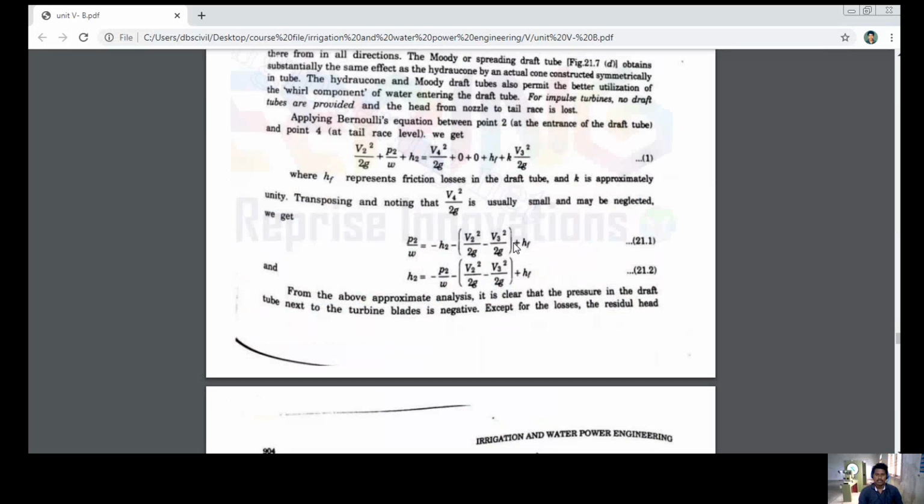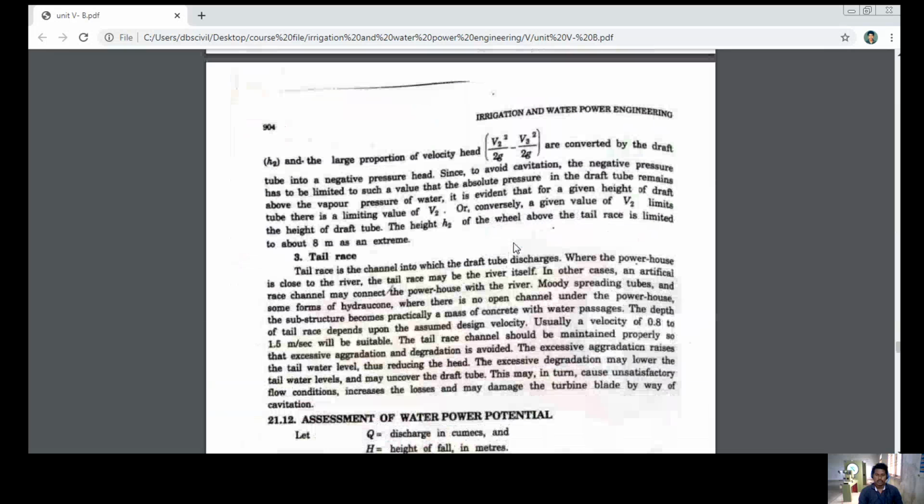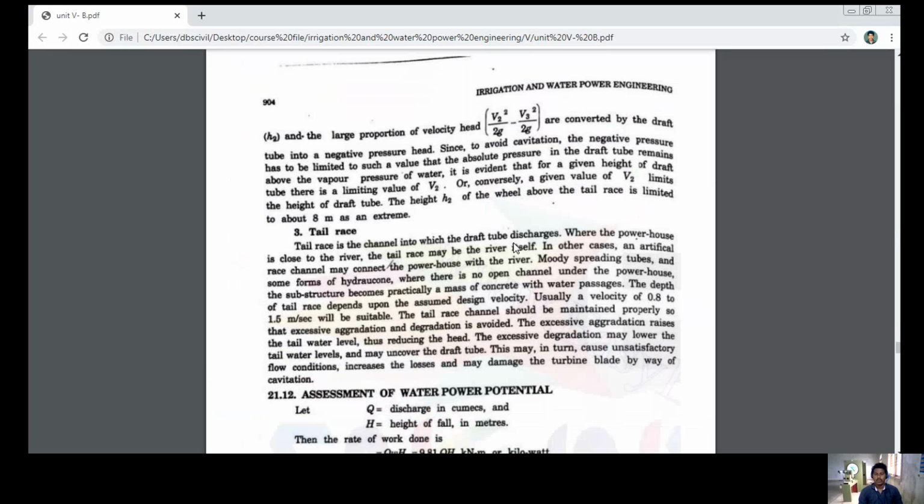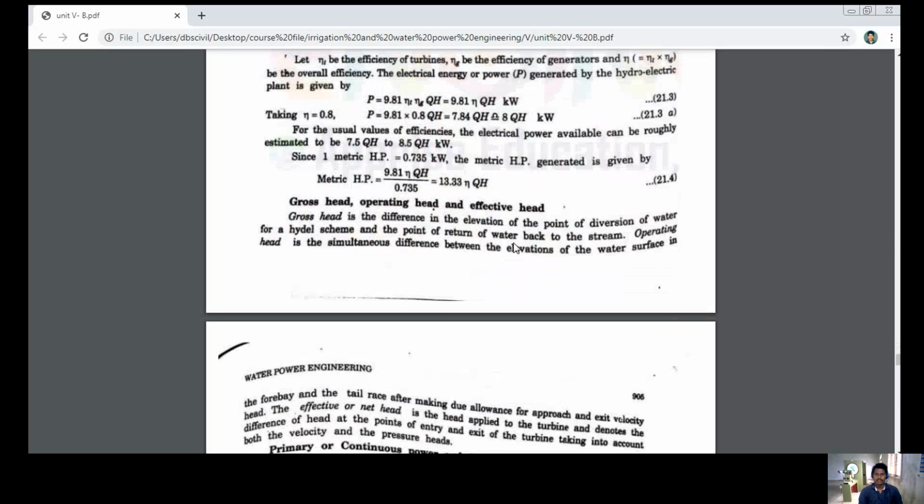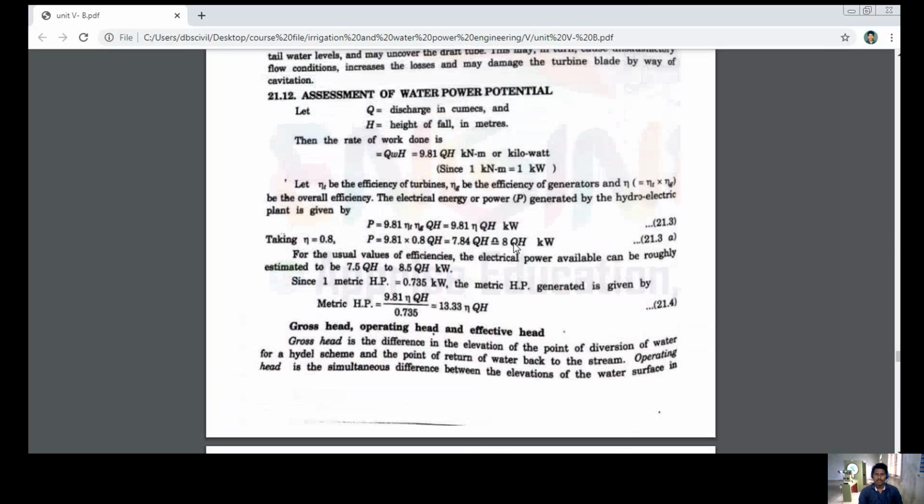Okay. Now let's see the assessment of water power potentials. Today's topic is assessment of water power potential. In this topic, let's see discharge in cubic meter per second, Q max, and height of fall in meters.